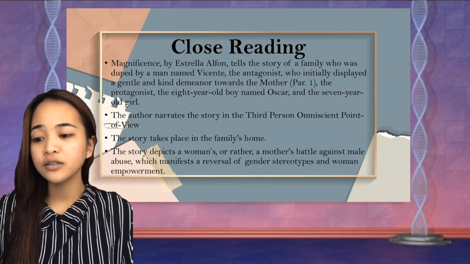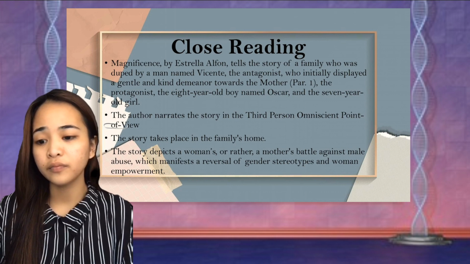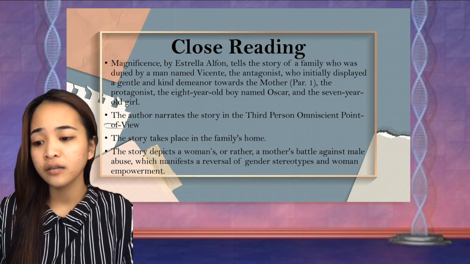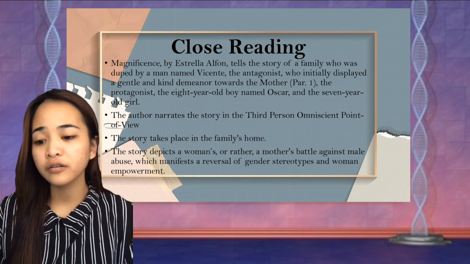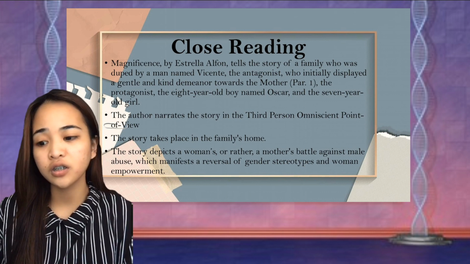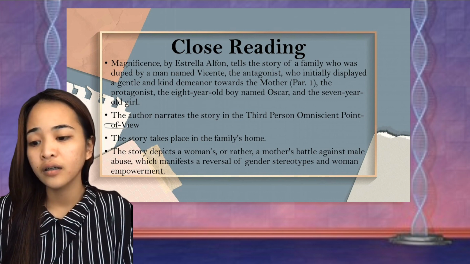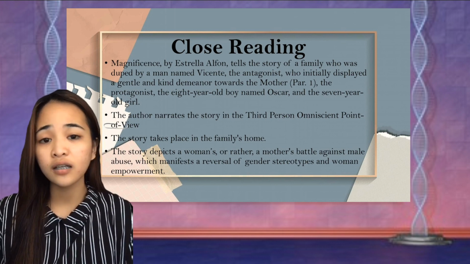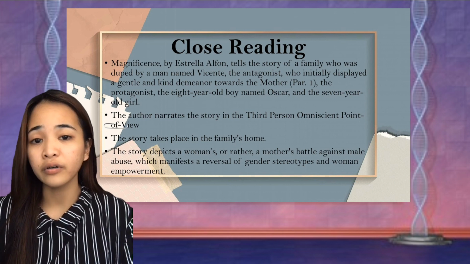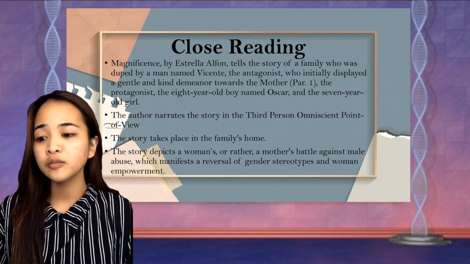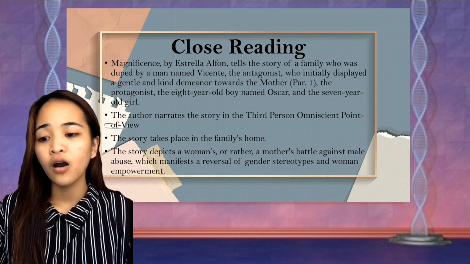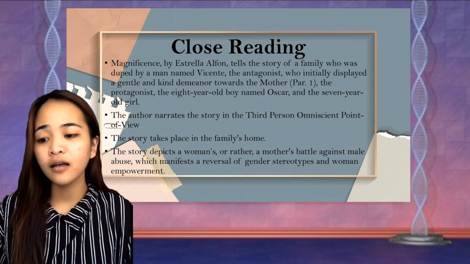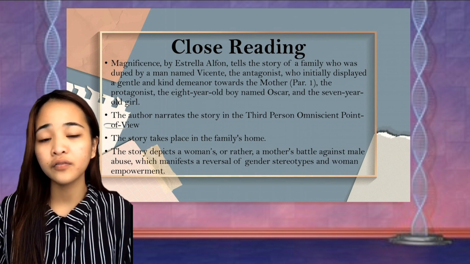The author narrates the story in the third-person omniscient point of view, as indicated by the use of third-person pronouns she, her, he, him, their, and how the narrator gave readers access to the characters' consciousness to highlight and underscore the characters' thoughts, feelings, and actions as the story progresses. The story takes place in the family's home, and the author uses this to figuratively and symbolically hint that conflict or abuse can occur even in the safety of our own home.